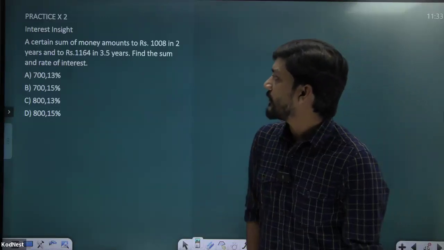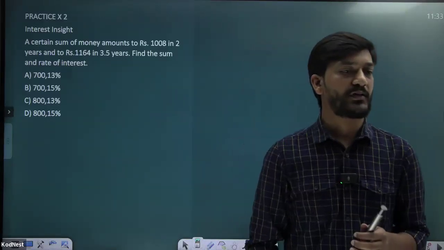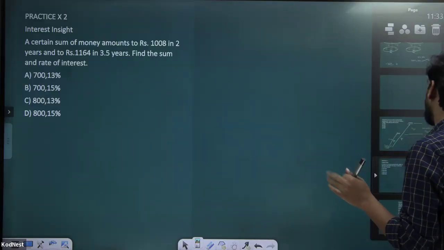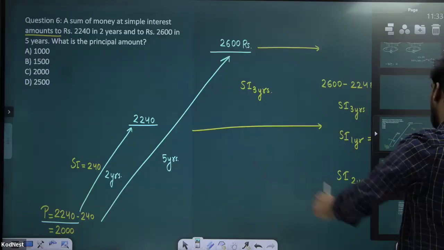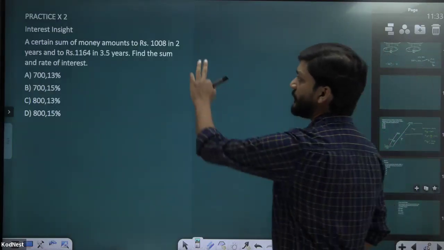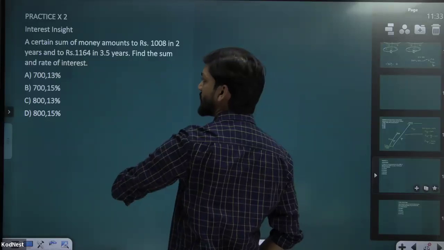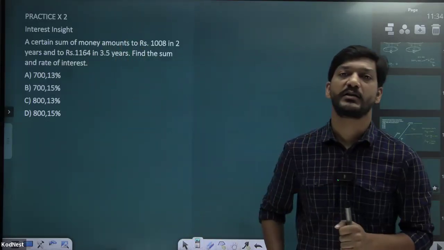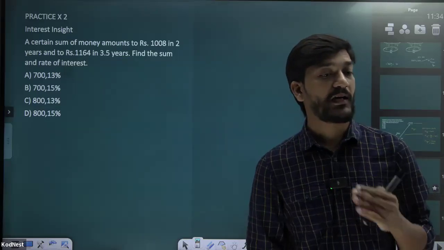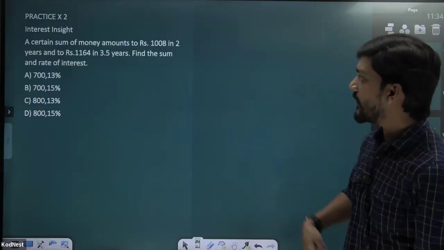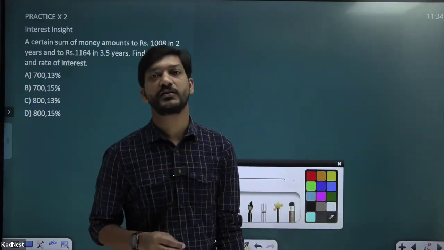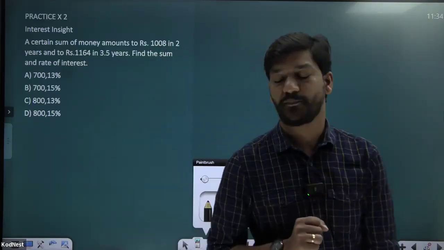All right. So if you carefully read the question, only the values have been changed. If I compare with the previous question, it's exactly the same question. So after 2 years, account balance is this. After 3.5 years, account balance will be 1164. Why does the balance change? It is not because we are depositing something or withdrawing something. The balance changes only because of the interest.